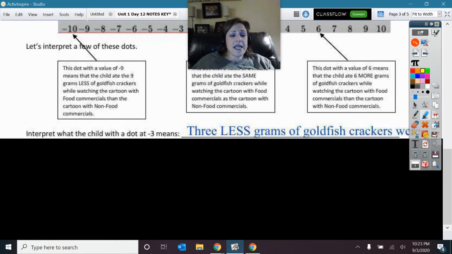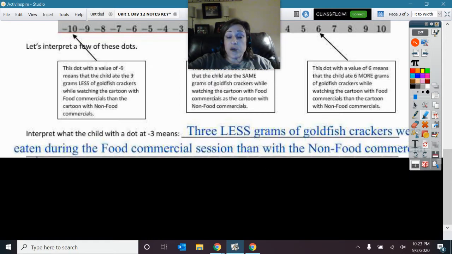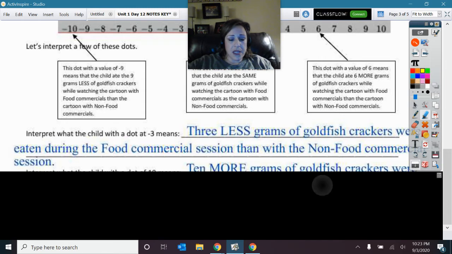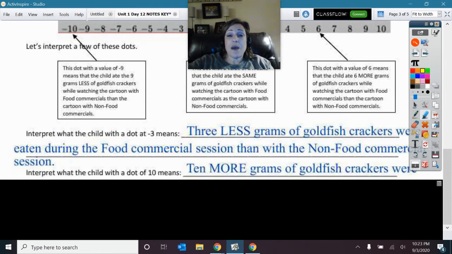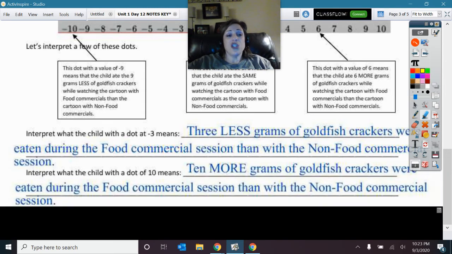Okay, so what would a child with a dot -3 mean? Okay, and that's a -3. So, 3 less grams of goldfish were eaten during the food commercial than with the non-food commercial. See, it always does the subtracting, the food minus the non-food. Okay. And a positive 10, 10 more grams were eaten during the food commercial than the non-food commercial.